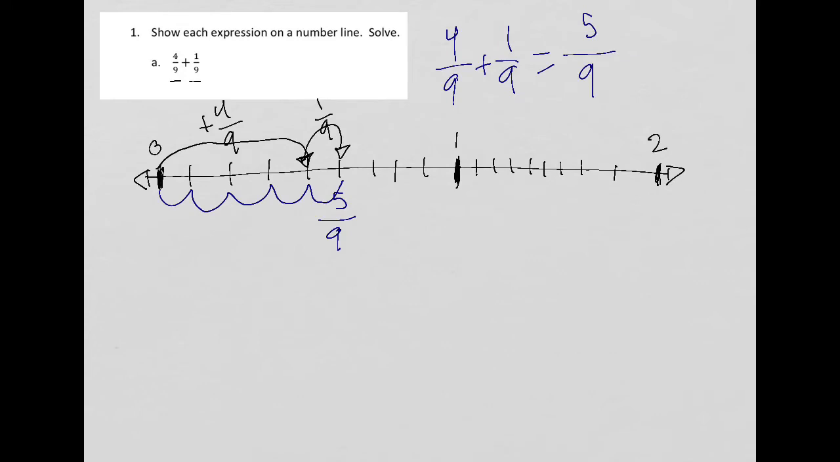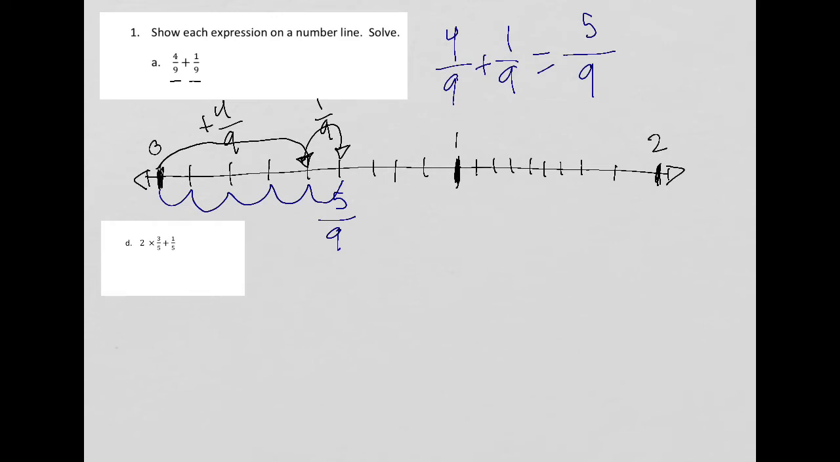Notice that my denominator stayed the same because I'm looking at the portion of ninths. That's how big my pieces are. And my numerator increased because I added the 4 and the 1. Let's look at one more example of this. The one that we're going to do now is D, which is 2 times 3/5 plus 1/5.